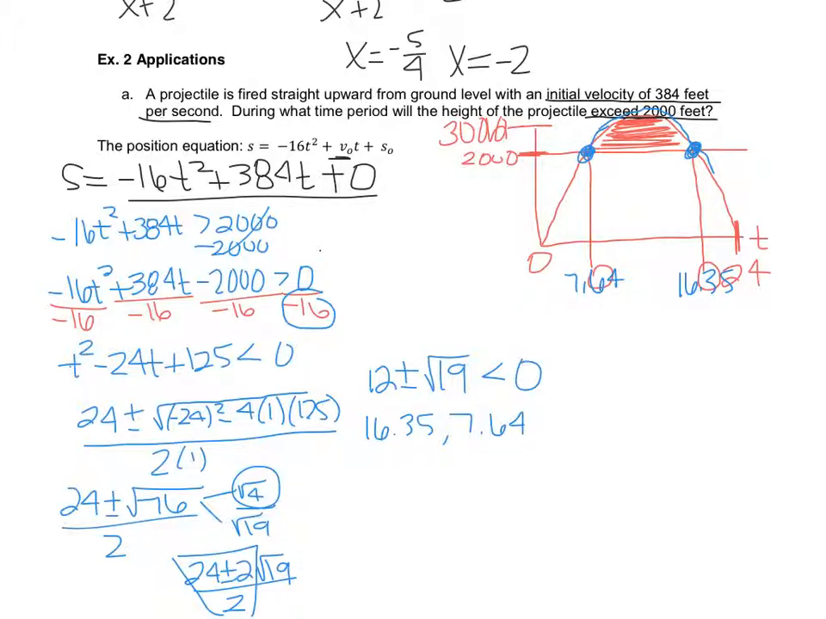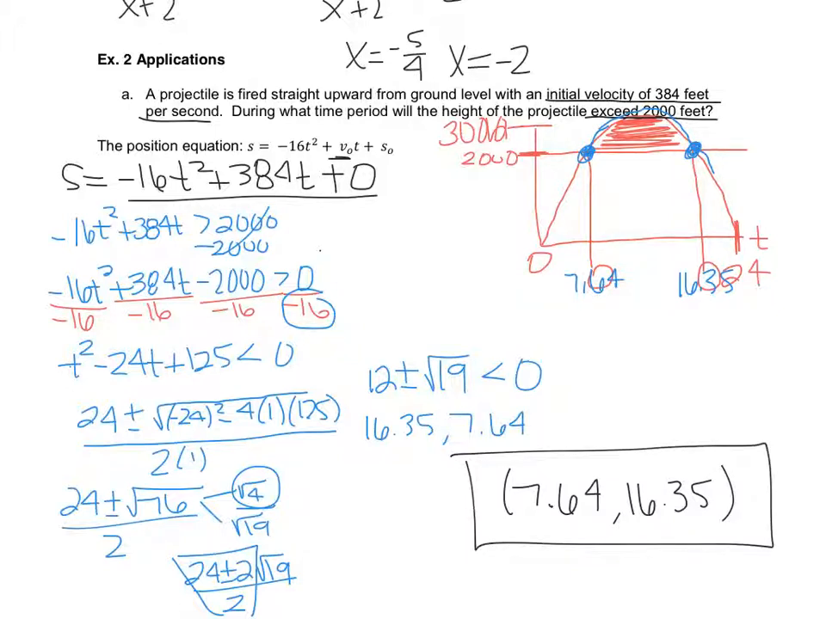Okay, so my solution, you could set up your test intervals like we've been doing and plug it into this. But because I drew my picture, I can kind of see, I know my solution is going to be 7.64 to 16.35. In between those two times is where it's going to be greater than 2,000 feet. And that's rational and polynomial functions.